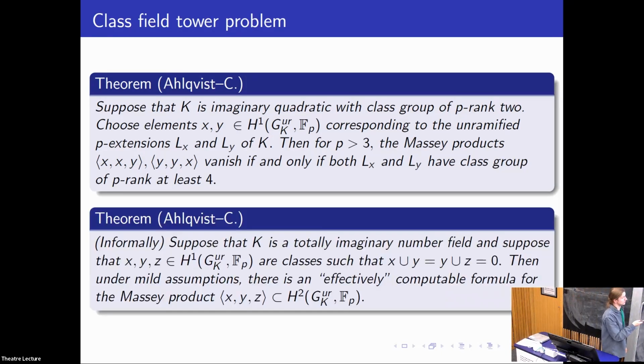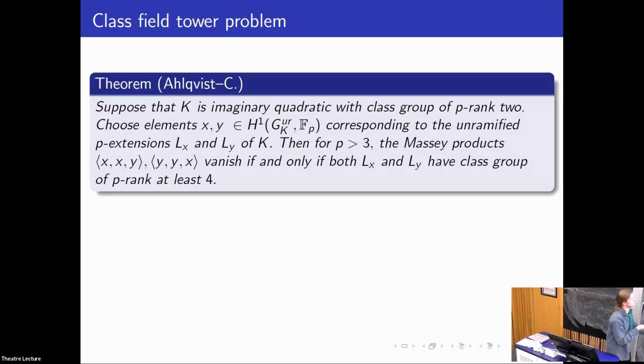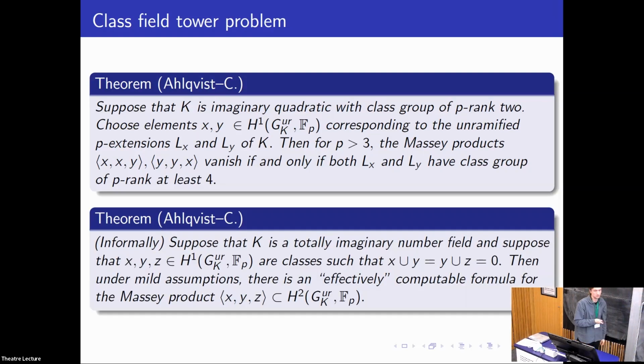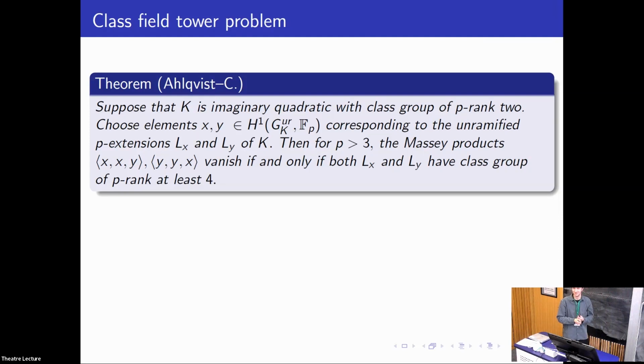And then in particular that shows that if you can find a quadratic imaginary number field with L_x and L_y, so they have class group of p-rank at least 4, then the tower is infinite. The question in this false conjecture: you choose generators x and y and you form these Massey products, and they are non-linear.